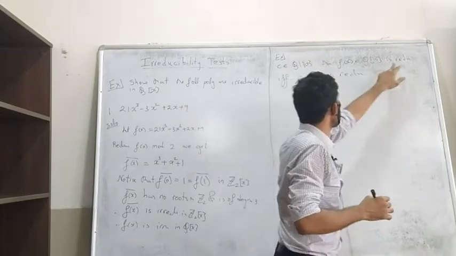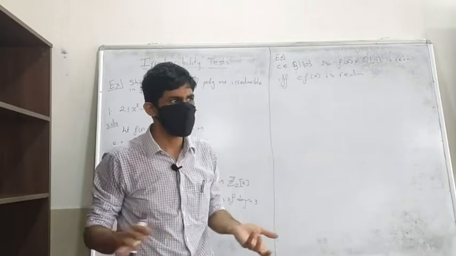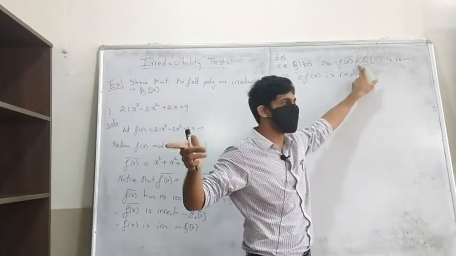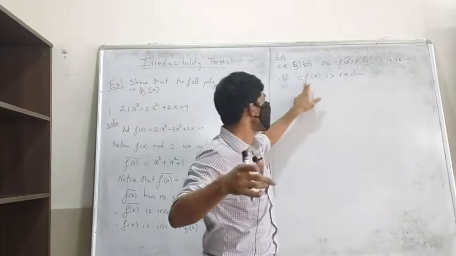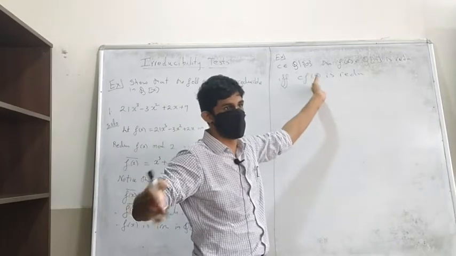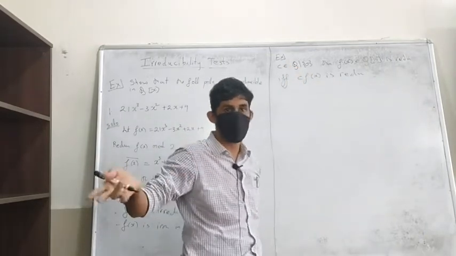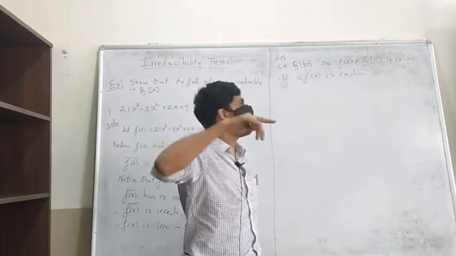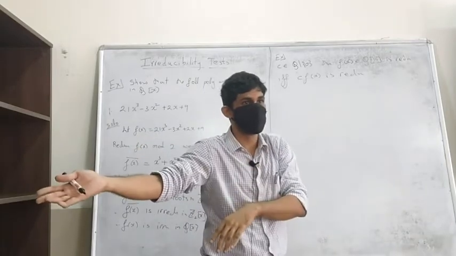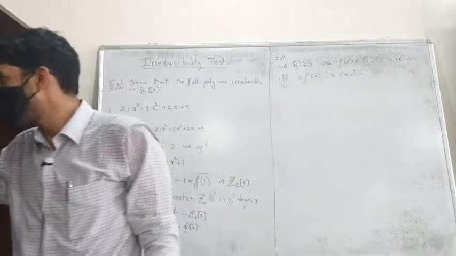So f of x is reducible if and only if C times f of x is reducible. This is quite obvious. If f of x is reducible, that means you can write f of x as g of x times h of x. Hence C times f of x you can write as C times g of x times h of x, so it will be reducible. Again, suppose C times f of x is reducible, that means it can be written as g of x times h of x. Then you can write f of x as 1 over C times g of x times h of x. So that will be reducible. That's pretty obvious.